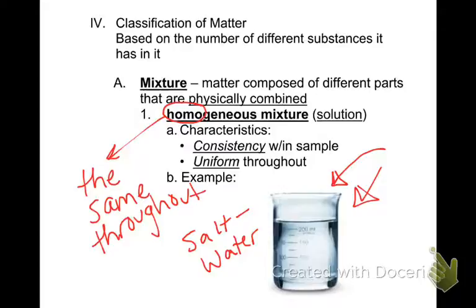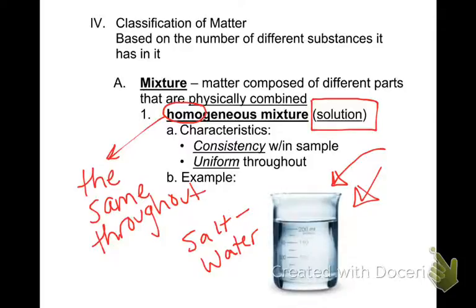Now, again, what makes this homogeneous is the fact that it's the same throughout. Now, you see this little term over here, solution. Solution is just a term that we use as chemists and will be using for the rest of the year to talk about homogeneous mixtures. When we talk about solutions, typically you mean that something is now dissolved in water. So when something is dissolved in water, it's going to create a homogeneous mixture.